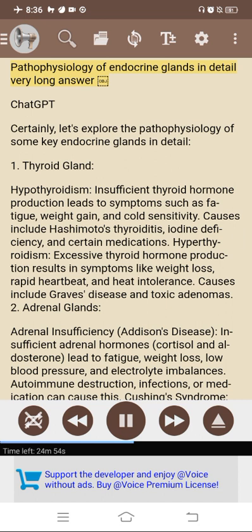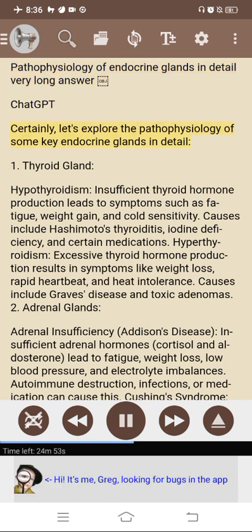Pathophysiology of endocrine glands in detail. Very long answer. ChatGPT: Certainly, let's explore the pathophysiology of some key endocrine glands in detail. 1. Thyroid gland. Hypothyroidism. Insufficient thyroid hormone production leads to symptoms such as fatigue, weight gain, and cold sensitivity.